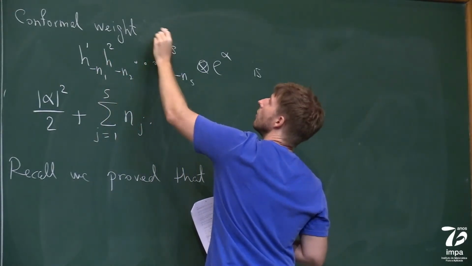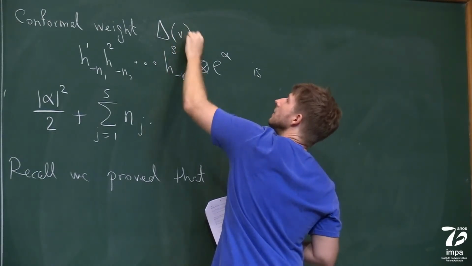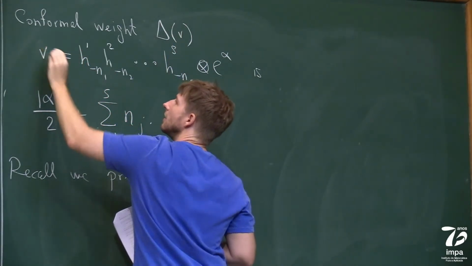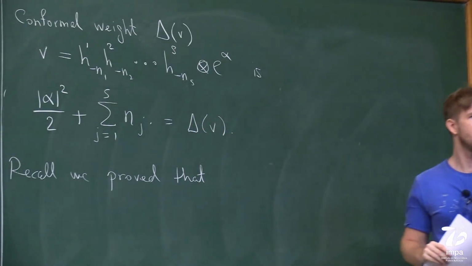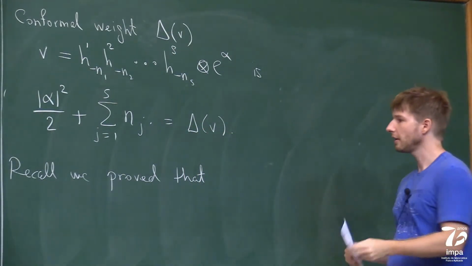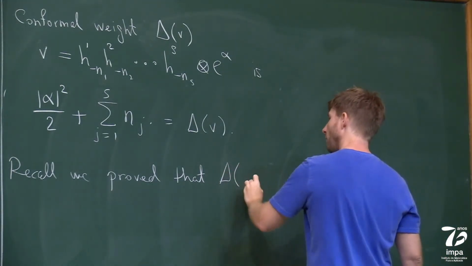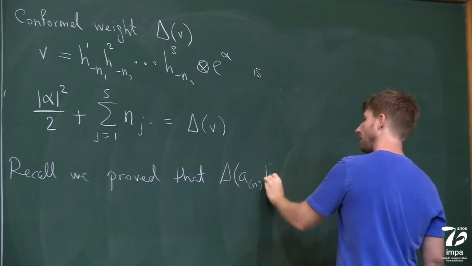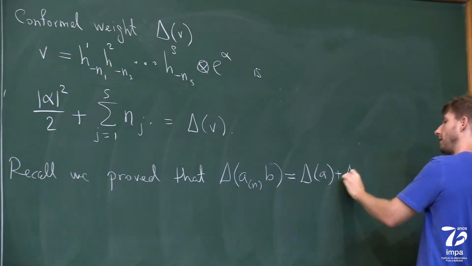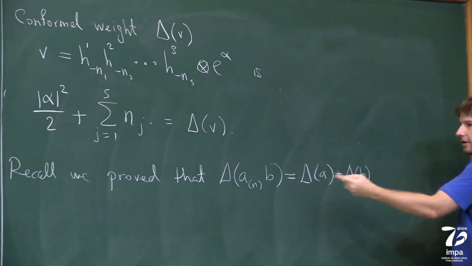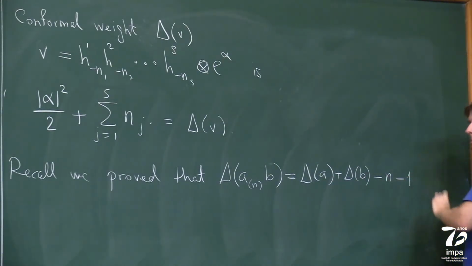Weight, which I'll call delta of V. So I wanted to use this notation delta for conformal weight. And we proved that if you take the conformal weight of an nth product of two elements, well, if the elements have well-defined conformal weights, then the conformal weight of their nth product is the sum minus n minus 1. Okay? That was an exercise.